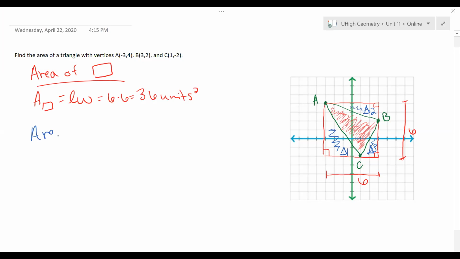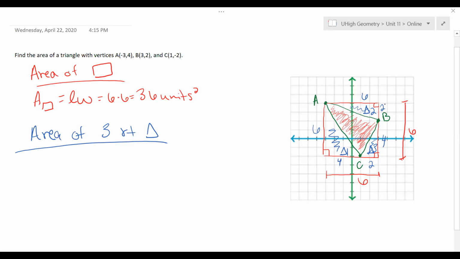So the area of my 3 right triangles, I'm just going to do my length times my width divided by 2. So I'm going to have to count these as well. From C to my corner, I'm going to have 2. The height of triangle 3 is going to be 4. The length of triangle 1 is going to be 4. My height is going to be 6. My length of triangle 2 is going to be 6, and my height will be 2.